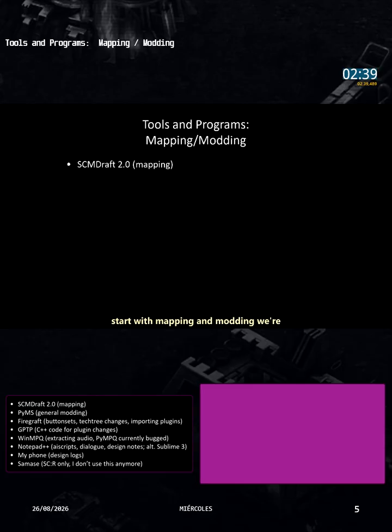with mapping and modding. We're going to start with SEM Draft 2. This is created by Suicidal Insanity. It is hands down the best map making tool out there. It is responsible for all of the maps made in the pro circuit from whenever SEM Draft came about until now, and will be responsible for all of those in the future.